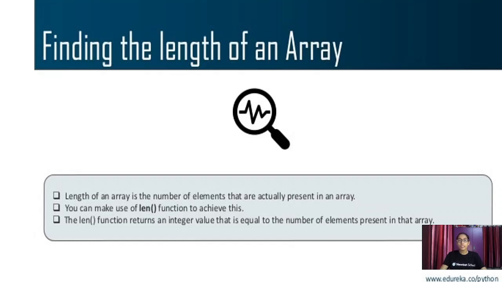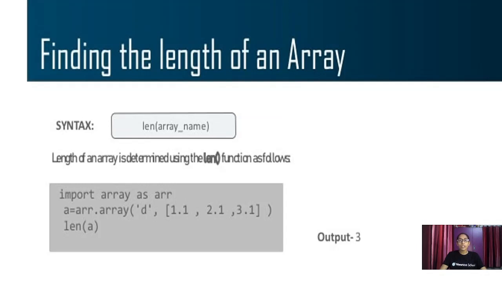Now, how do we find the length of an array? First of all, the length of your array is the number of elements that are present in your array. Second, you can make use of the len() function to achieve this. Third, the len function returns an integer value that is equal to the number of elements present in the array.